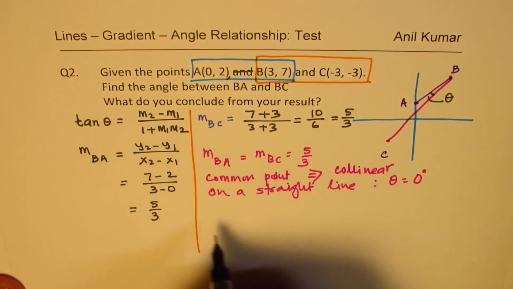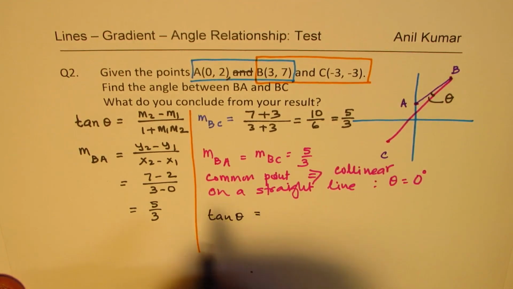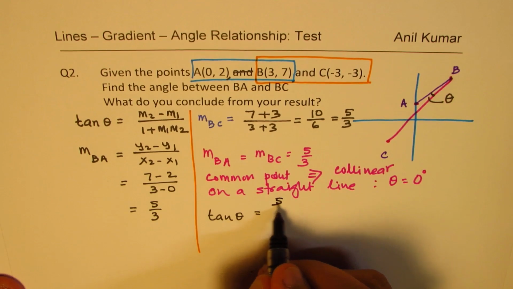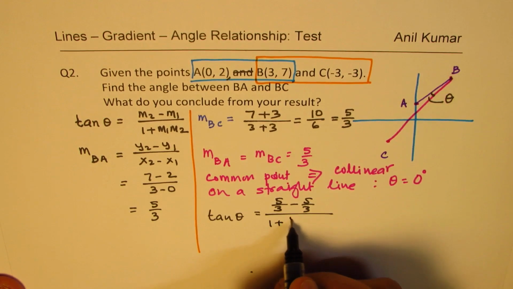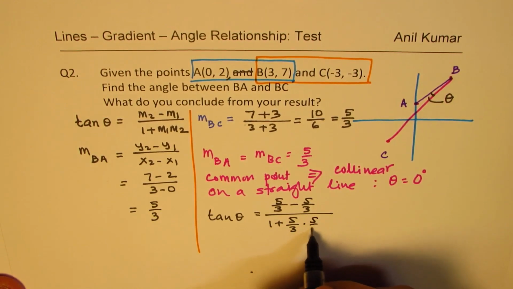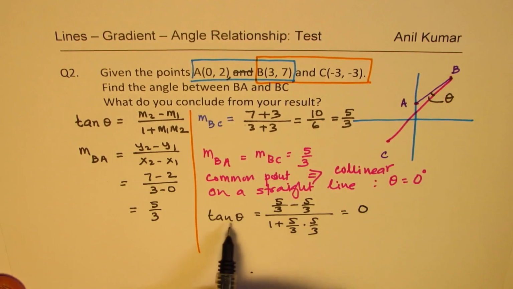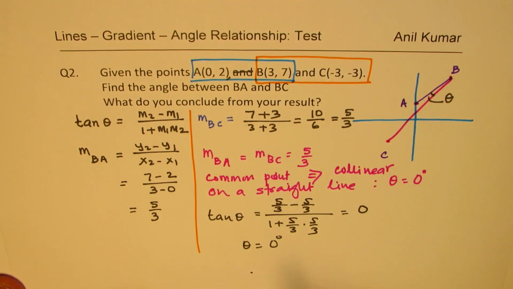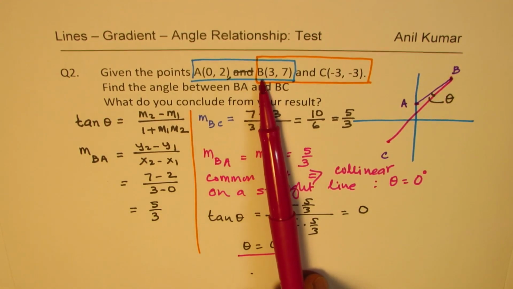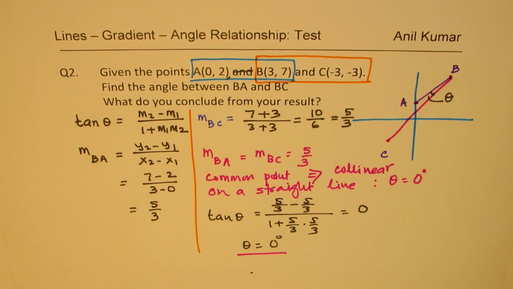Now the formula also gives you the same result. We get tan theta equals m2 minus m1, which is 5 over 3 minus 5 over 3, which is 0, divided by 1 plus 5 over 3 times 5 over 3, and that is indeed 0. So tan theta 0 gives us theta equals 0 degrees. So using the formula also, we get the same result. Perfect. So when the same slope is there, and we have a common point, as in this case, then they are collinear. That is how we can solve this particular question.